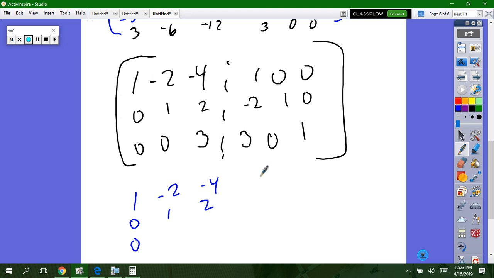I should have these out. 1, 0, 0, -2, 1, 0. Dividing everything, so 0 divided by 3, 0. 0 divided by 3, 0. 3 divided by 3, 1. 3 divided by 3, 1. 0 and 1/3.